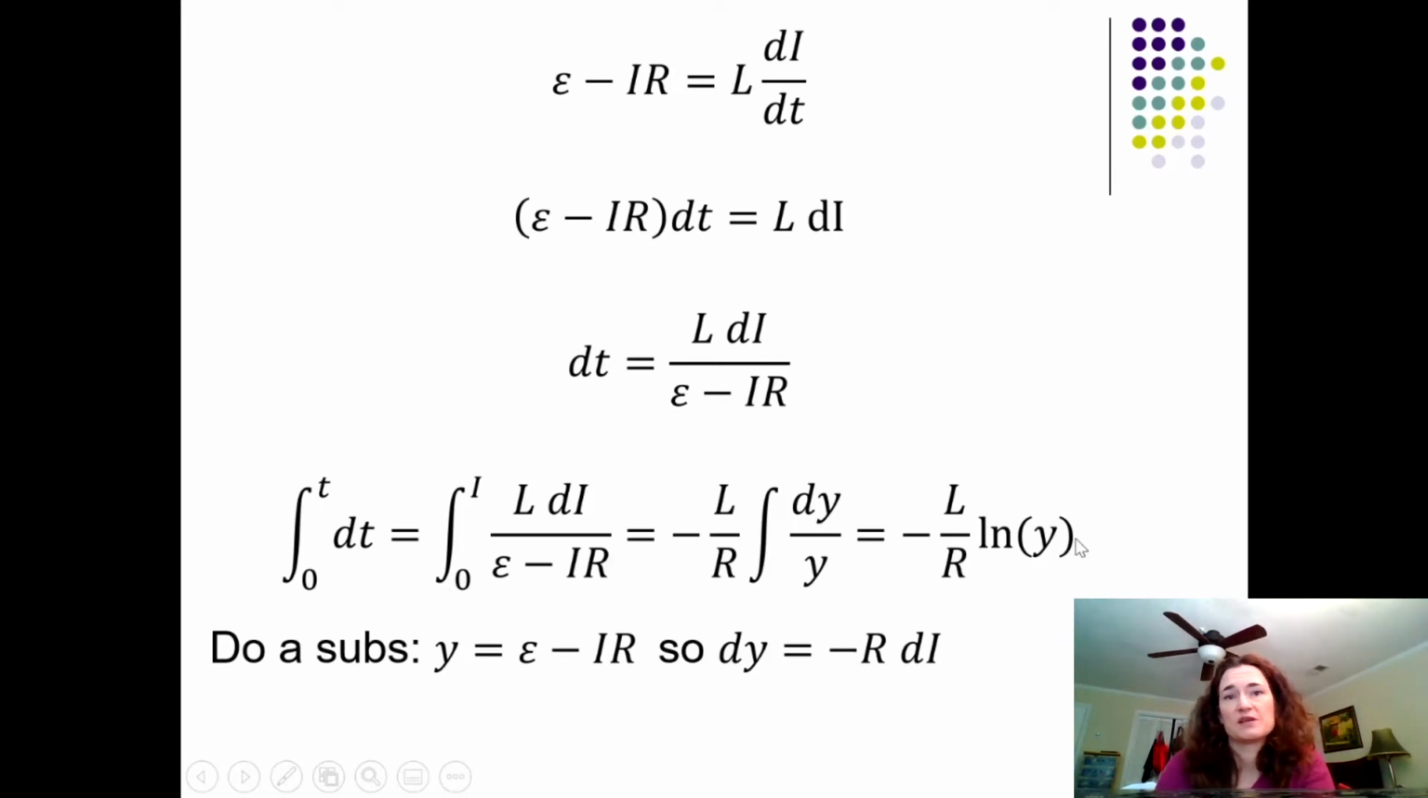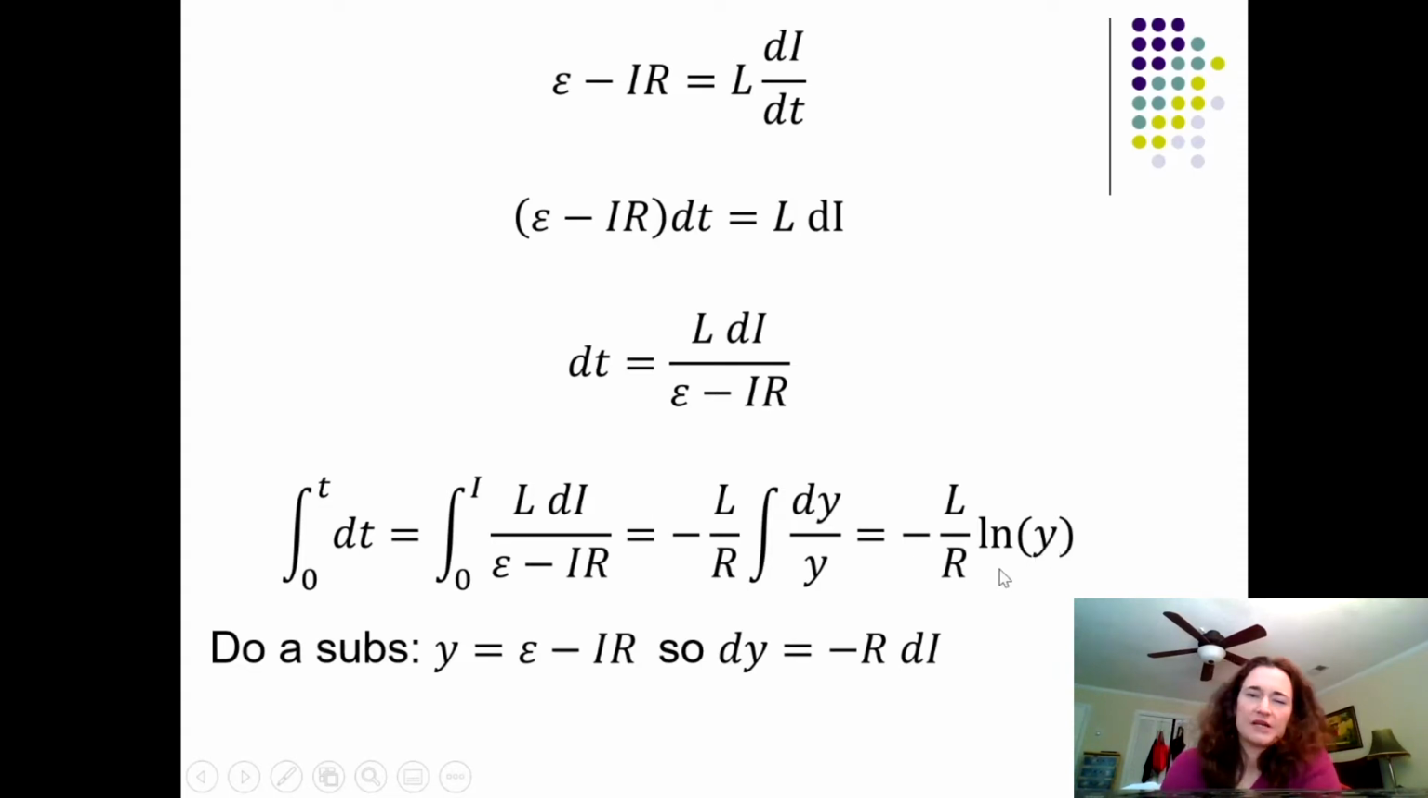You can do a pretty simple substitution to solve this integral, okay? So I used y is equal to EMF minus IR, and then that would make dy minus R di. So then plugging in, using that substitution, I end up with minus L over R, integral of dy over y, and of course the integral of 1 over a thing is the natural log of that thing. So here I have minus L over R natural log of y.